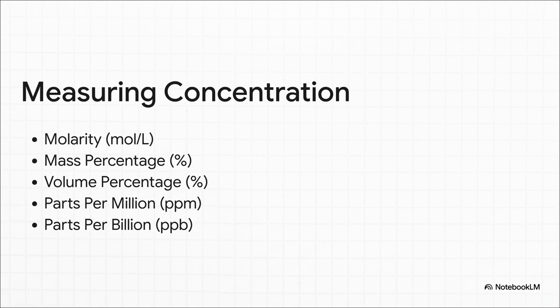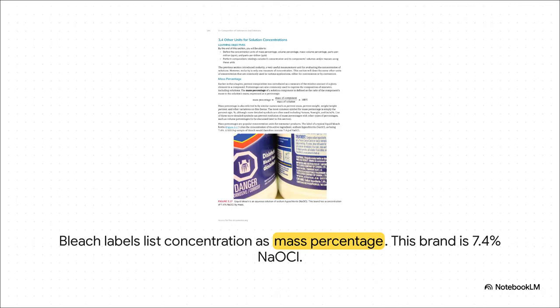Now, molarity is the gold standard in the lab, but I guarantee you've seen other ways to measure concentration all over the place. On food labels, you'll see mass or volume percentages. And for really, really tiny amounts, like pollutants in the air, scientists use things like parts per million or even parts per billion. In fact, go grab a bottle of bleach from your house. The label probably tells you the concentration of the active ingredient as a mass percentage. This one here says it's 7.4% sodium hypochlorite by mass. All that means is that for every 100 grams of this liquid, 7.4 of those grams are the actual active ingredient.